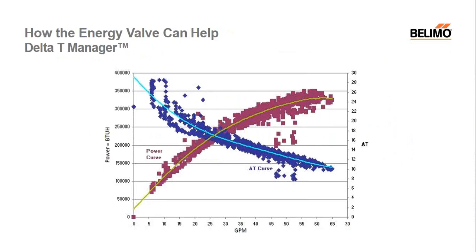So in this case, we're going to talk about how the energy valve can help in terms of the delta T manager. So in this case here, the delta T manager has determined that the best delta T set point for this coil is 12 degrees. At one particular flow point at around 64 GPM, we can see that we're below our delta T set point at around a 10 degree mark and flowing around 325,000 BTUs per hour.